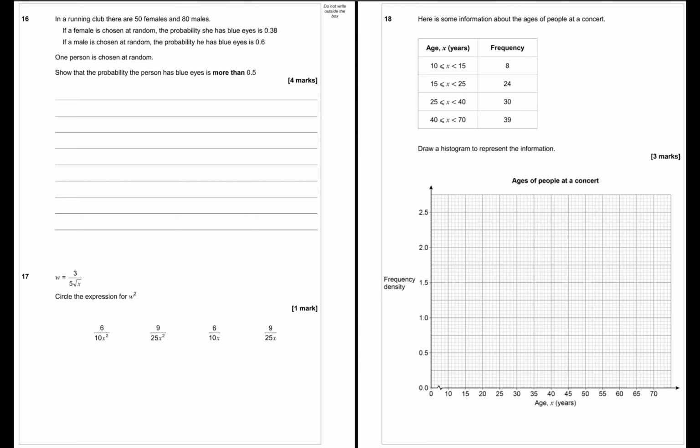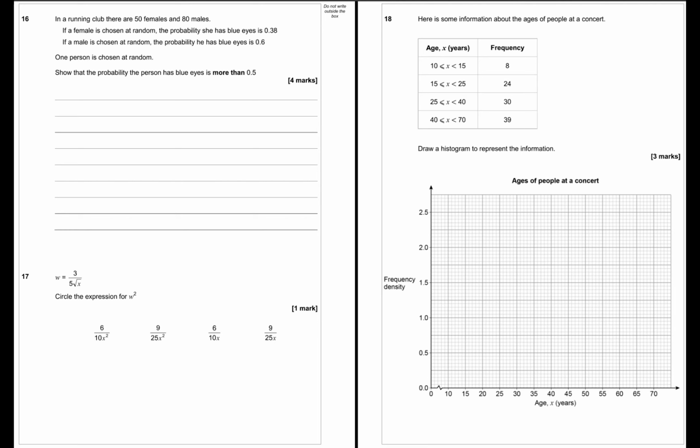Question 16. In a running club there are 50 females and 80 males. If a female is chosen at random, the probability she has blue eyes is 0.38. If a male is chosen at random, the probability he has blue eyes is 0.6. One person is chosen at random. Show that the probability the person has blue eyes is more than 0.5. Okay, how can we do this?